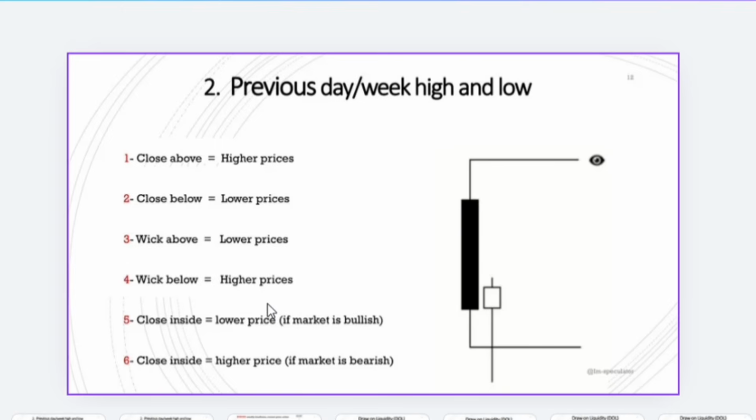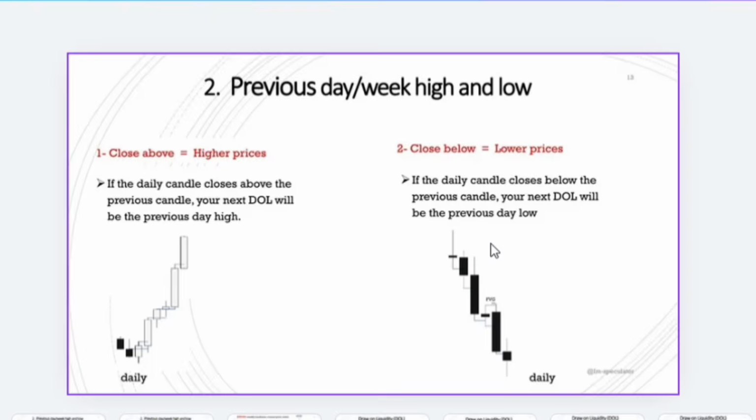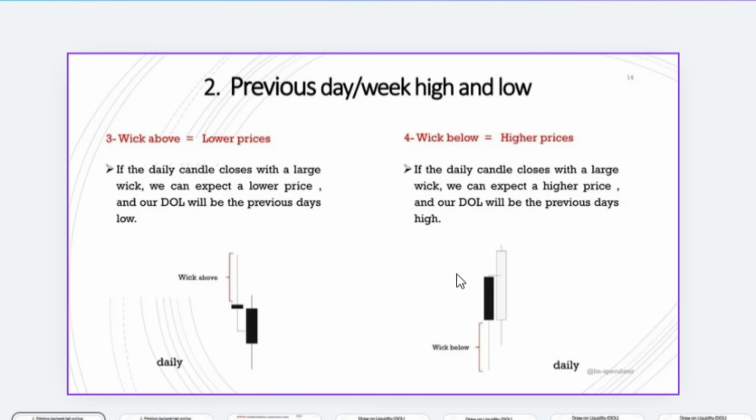Let me show you guys something. This is a candle, and this particular candlestick closes with this large wick. What are you expecting? A higher price. Do you understand? Okay. But this is a bearish form. The one I just showed you is in a bullish form.